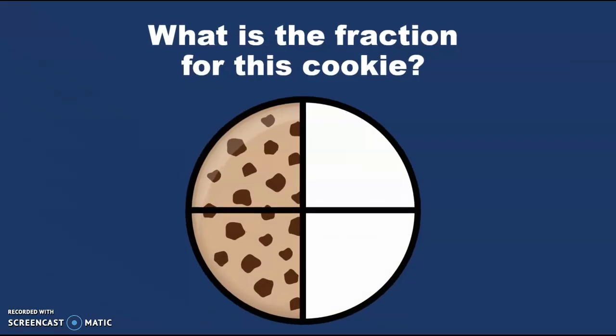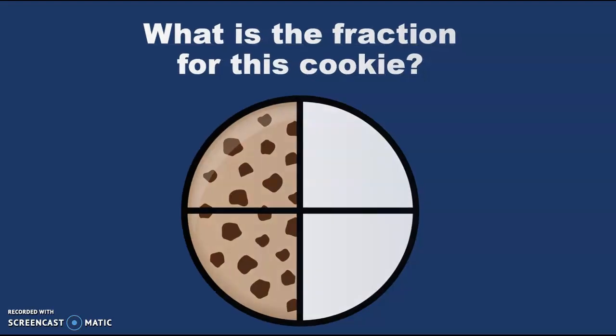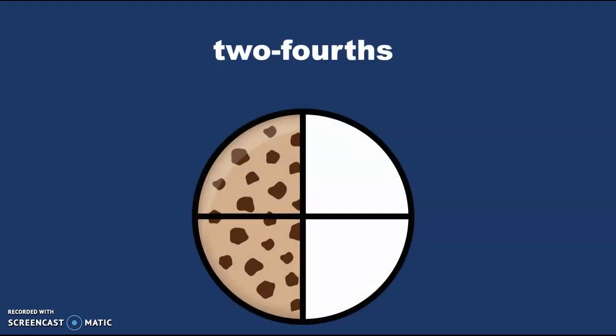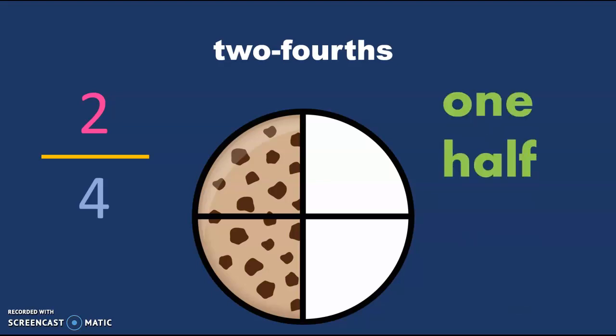What is the fraction for this cookie? 2/4. There are 4 equal pieces. 2 of them have cookies. 2 out of 4, or 2/4. We can also say that 1/2 of the pan has cookies.